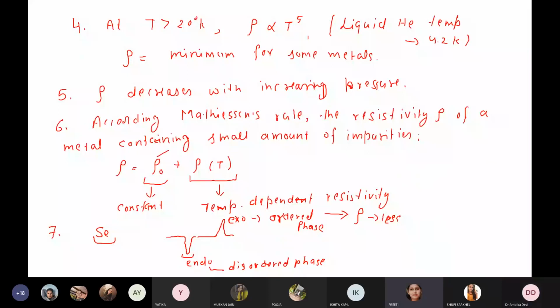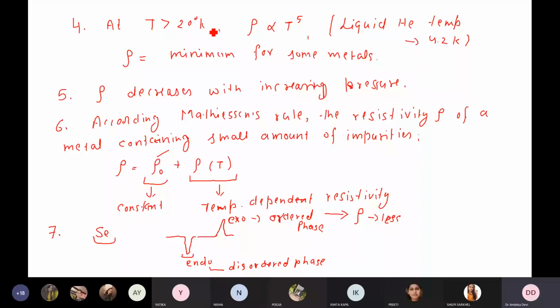Ma'am, once explain the 4th point. Yeah. So the 4th point is at temperature greater than 20 degree Kelvin. This is for most of the metals, right? When you increase the temperature and when you reach 20 degree Kelvin, at this particular temperature the resistivity drastically increases for the metals, and now it is no longer proportional to temperature, but it becomes proportional to T raised to power 5. Okay, so this is a common feature for most of the metals.